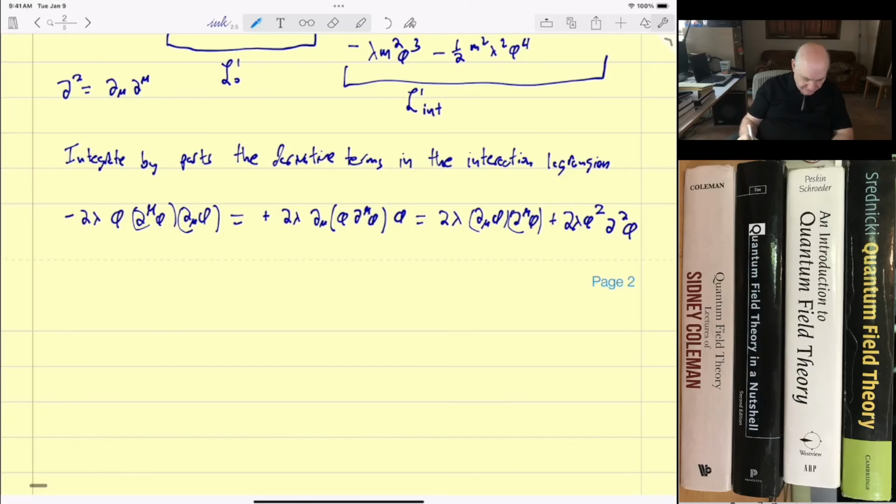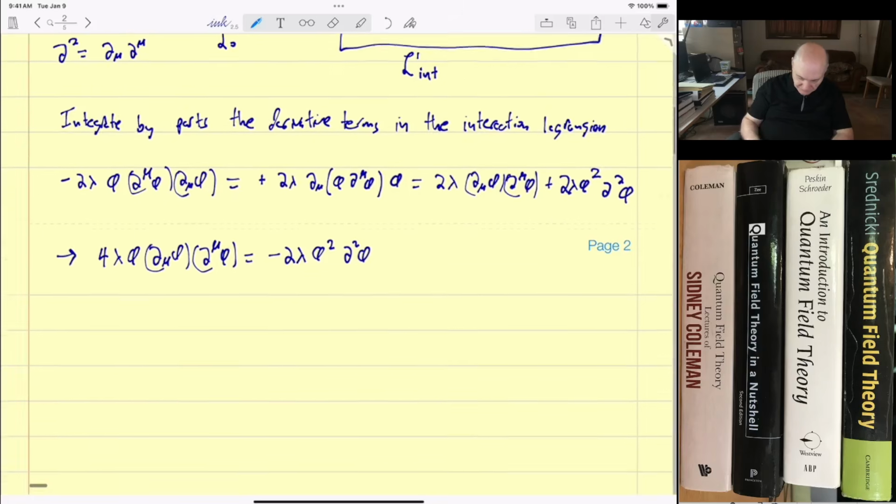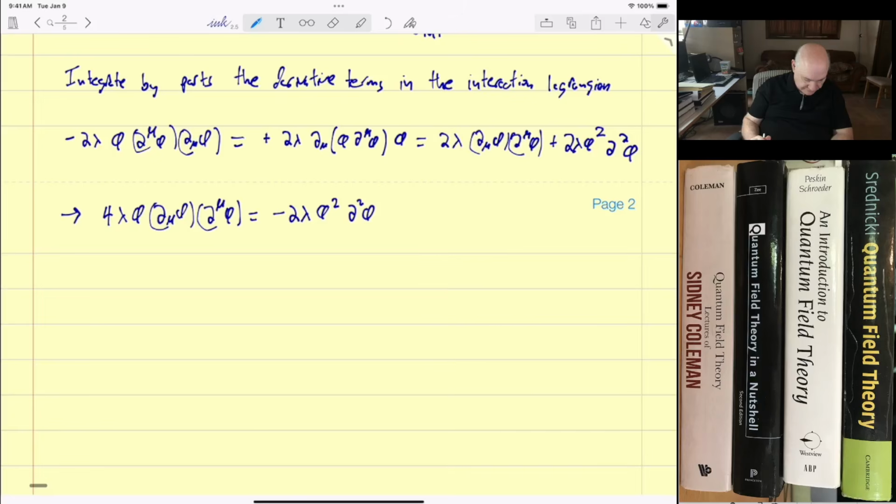Now I can solve, so this implies that 4 lambda phi partial mu phi is equal to minus 2 lambda phi squared partial squared phi. And so the advantage here is that here I had 2 terms with derivatives in it. Now I only have 1 term with derivative in it, but it's a second order derivative.